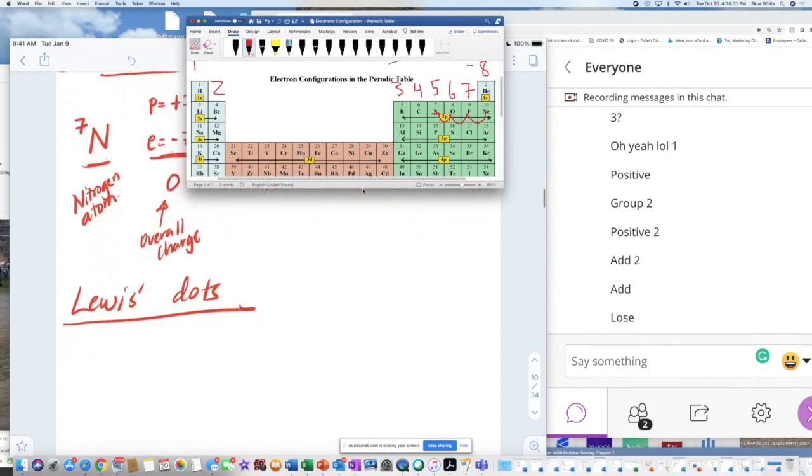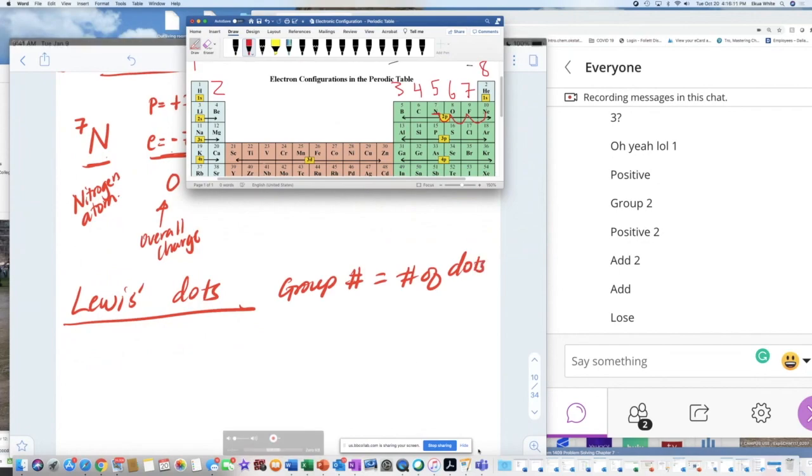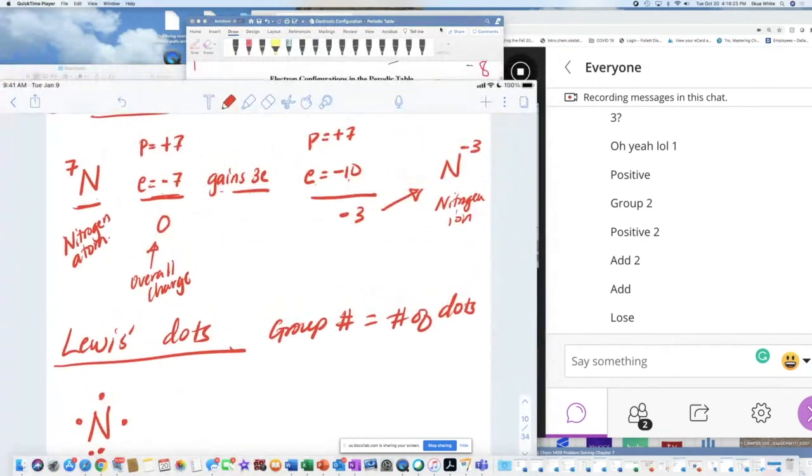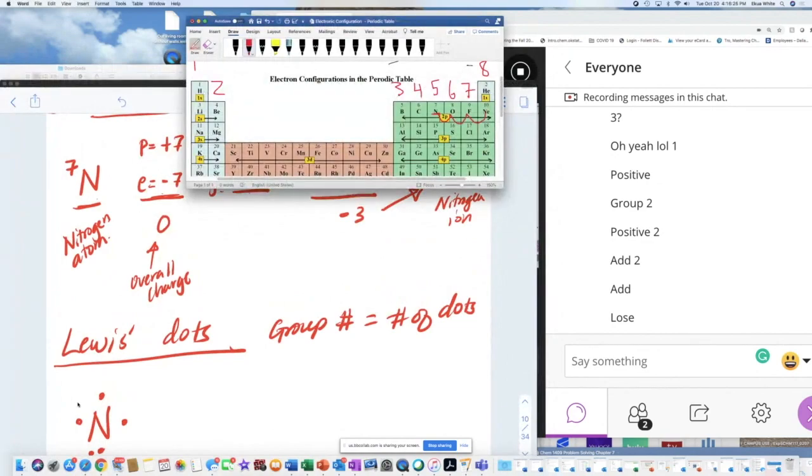So to do Lewis dots to explain the same process, remember group number equals number of dots. Nitrogen is in group 5, so I'm going to draw 5 dots. 1, 2, 3, 4, 5. Please notice when you're drawing these dots, it doesn't really matter where you start. I can start from here and then double whichever one I want. But in the end, you want to make sure they're distributed in horizontal and vertical fashion.